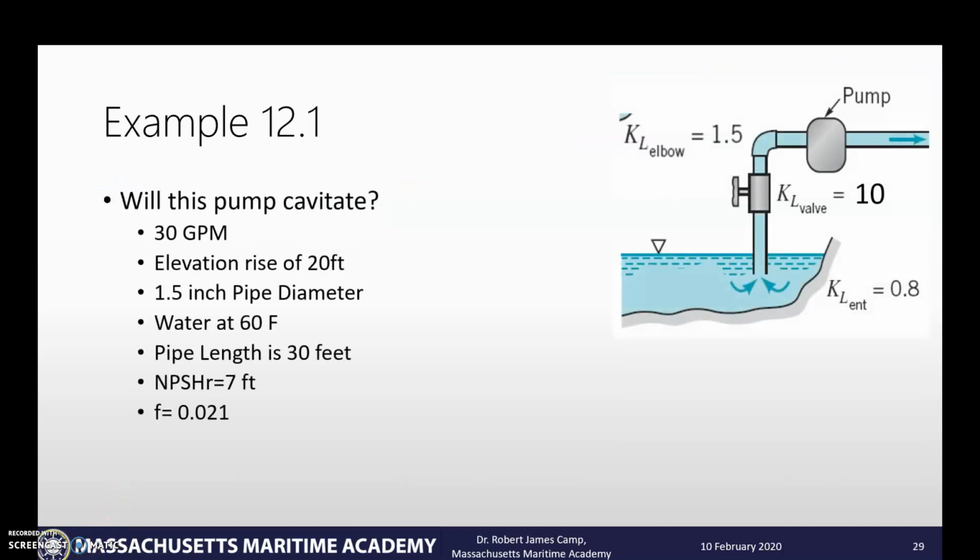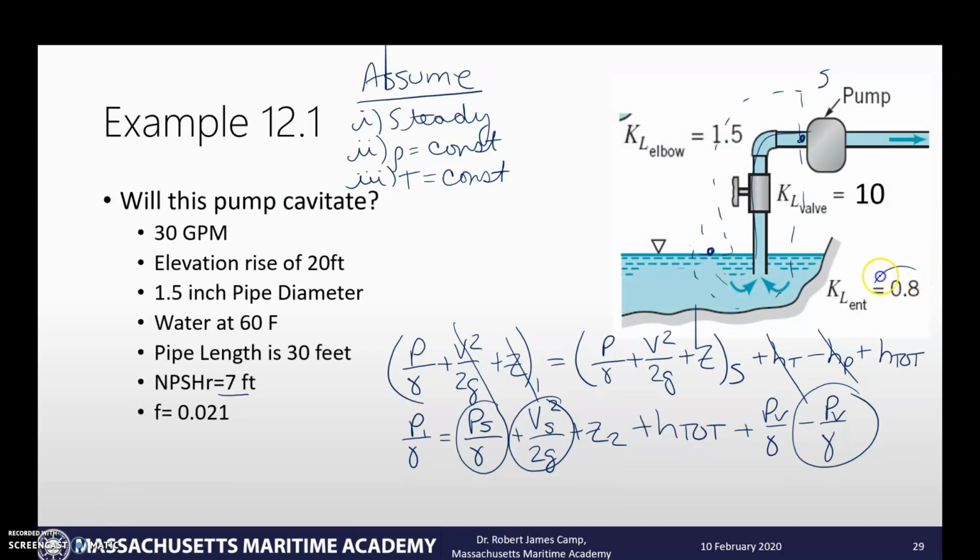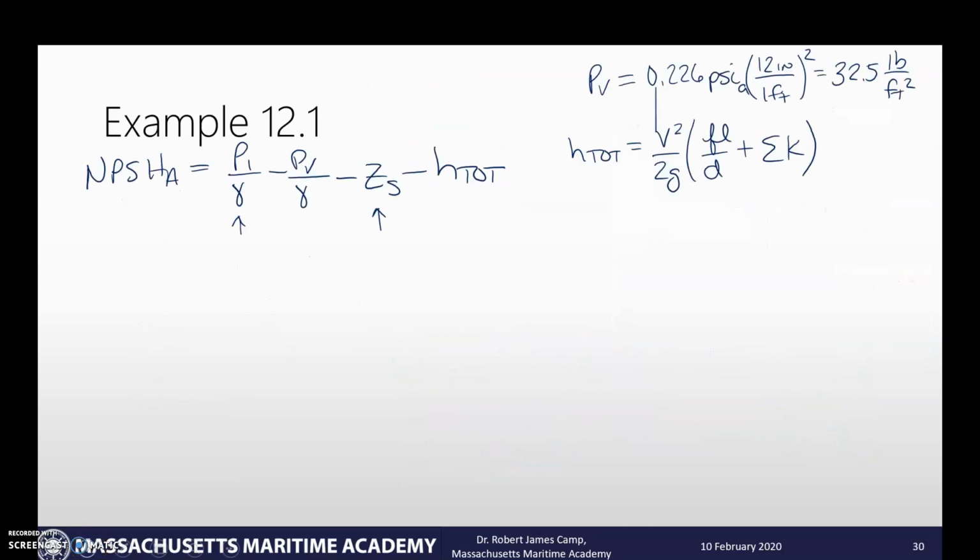So let's roll back and look at that picture. We've got 0.8, 1.5, and 10. This one's nice and easy since I've given you all of that. So the sum of the minor K's, if we add those together, will be 12.3. And so we are going to have to calculate a velocity, and then we have everything else.